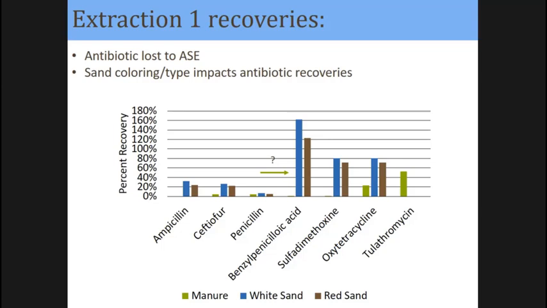And we also grew benzyl penicillic acid, which is a byproduct. It's a metabolite of penicillin. So I think that because of the high temperature and pressure that you use in the accelerated solvent extraction, you're actually metabolizing, converting penicillin G to penicillic acid, which is interesting because when you think about temperatures on fields, I mean, that's a natural process.